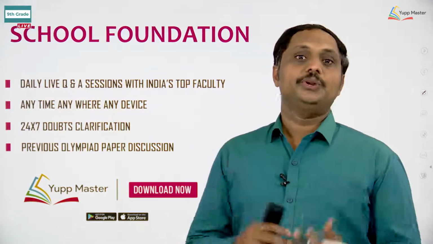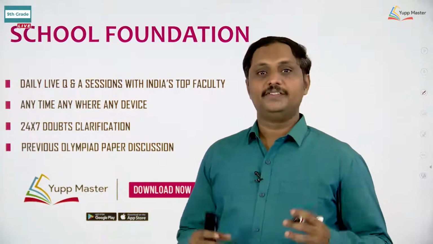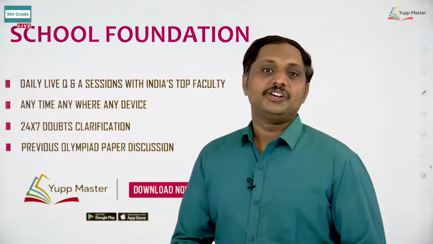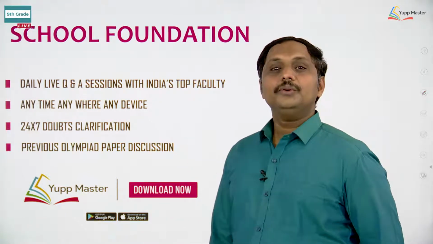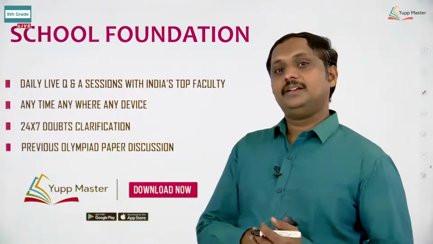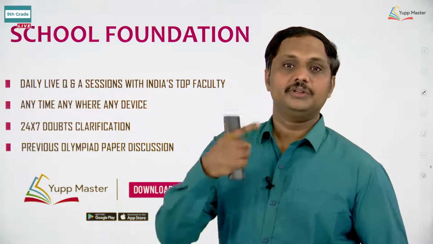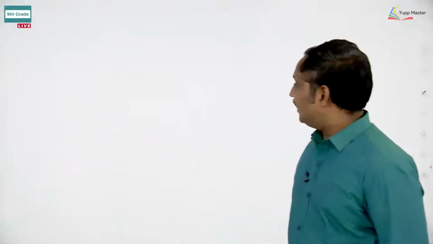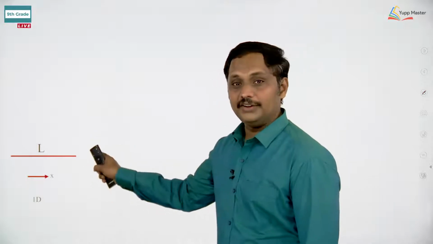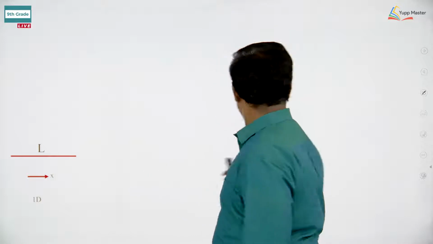Today we are going to deal with an interesting topic, that is the dimensional analysis of a physical quantity. If you are going to take the dimensions of length in one dimension, let's see. We have taken an object which has been placed in 1D, that is L, and its length is going to be identified along the x-axis. It is very clear.